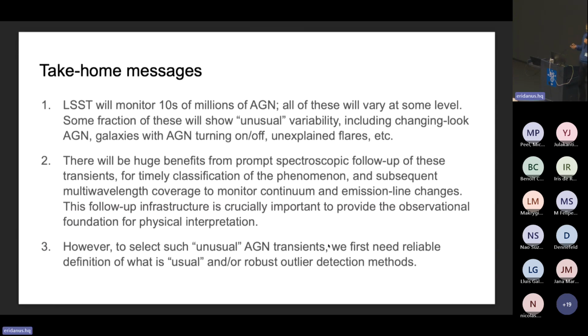That will benefit hugely from prompt follow-up. If you get a good spectrum at the right time, it can give you a huge insight into what's going on. But to be able to select those objects for follow-up, we need to actually figure out what we're looking for at some level. So I'll leave it there and very happy to take questions.